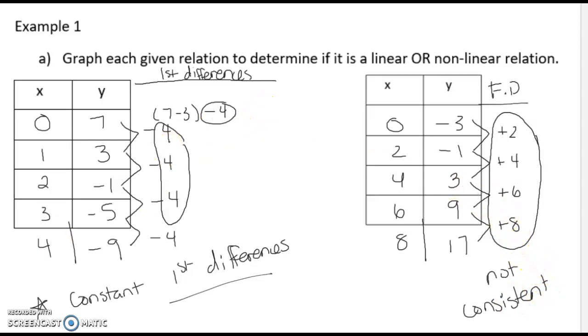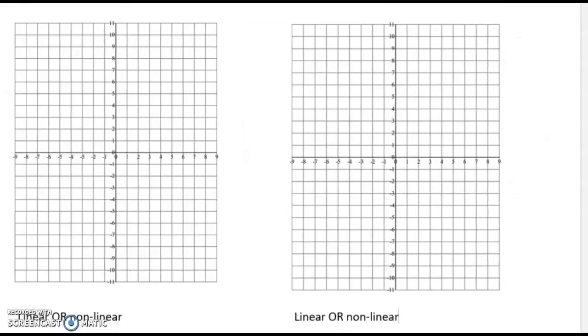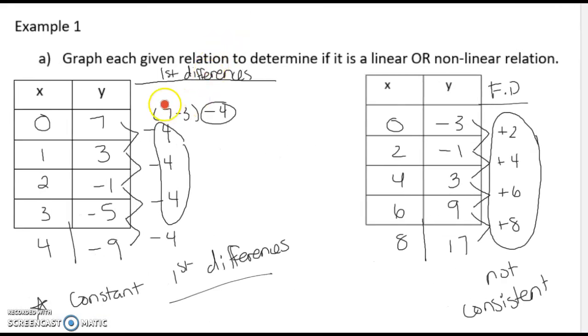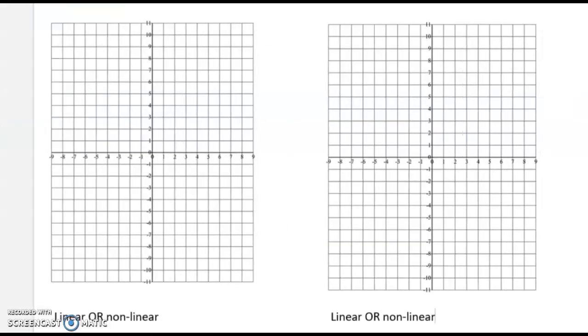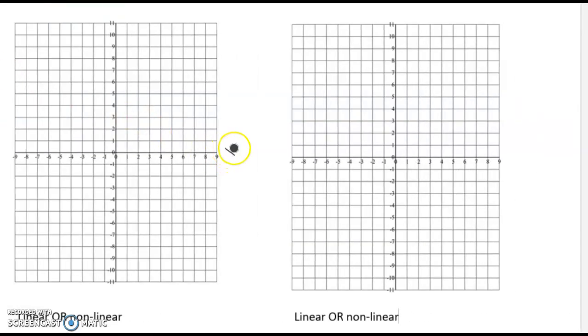Okay? So what I'm going to do now is just show you what these look like on a graph. And then we can see which one is a straight line and which one is not. So, I'm going to fill in the graph. This graph right here, I'm going to base it on these values. So when x is 0, y is 7. Okay? So this is my x, this is my y. So when x is 0, y is 7. So I'm going to go up here, put a dot.